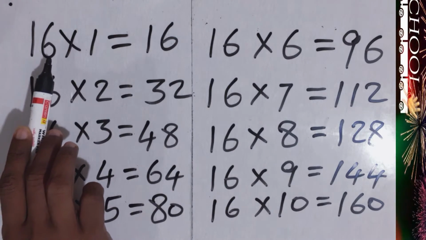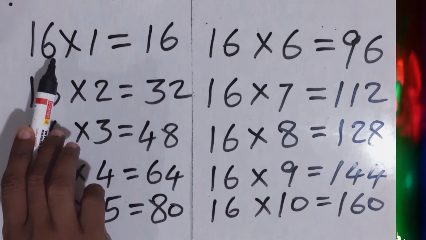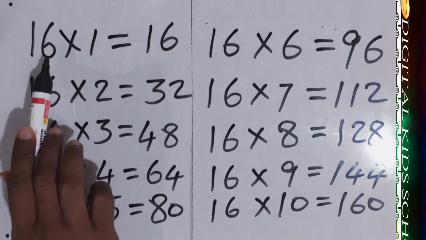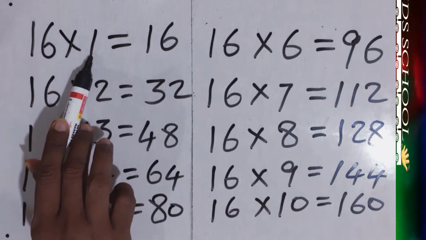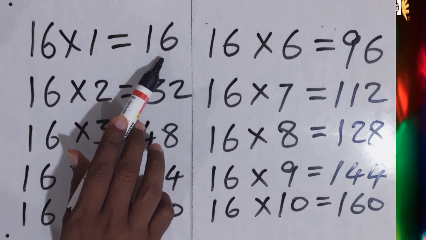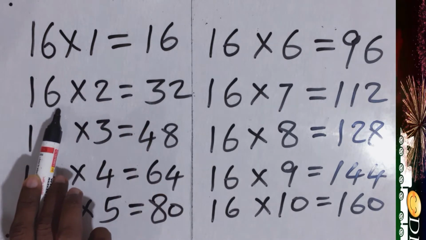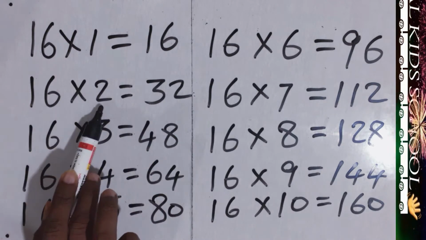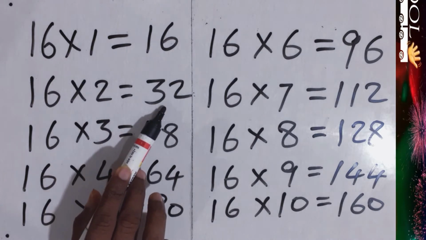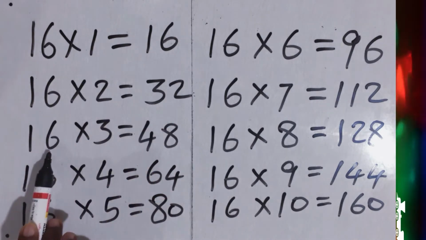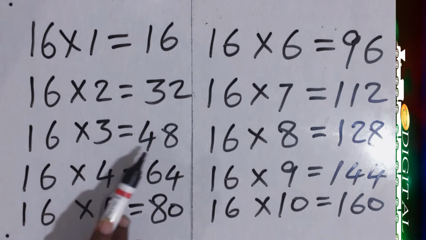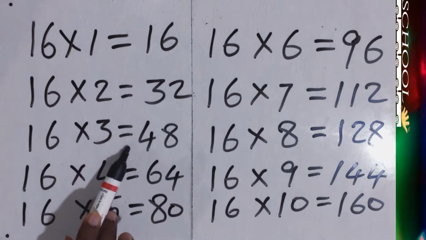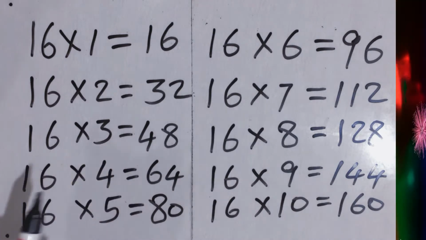Dear students, once you read this 16th table, 16 1 ja 16. 16 multiplied by 1 is equal to 16. 16 2 ja 32. 16 multiplied by 2 is equal to 32. 16 3 ja 48. 16 multiplied by 3 is equal to 48.